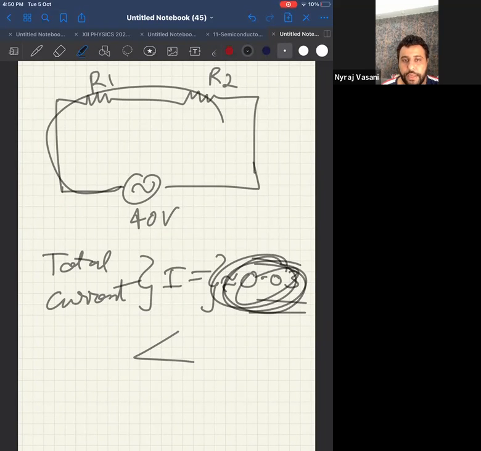My answer for total current will be 0.03 approximately, which is lesser than the individual bulbs that are connected. Therefore, the answer is D. Neither of the lamps will fuse. Is it clear, all of you?